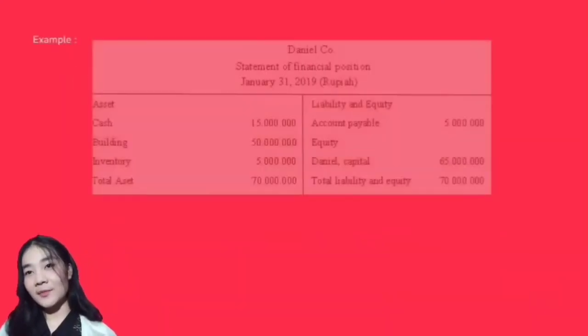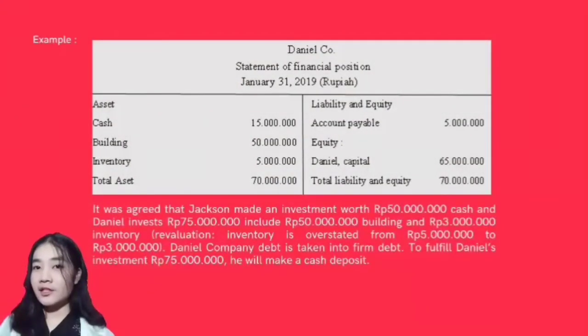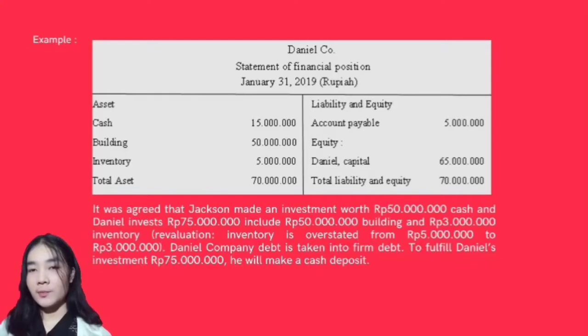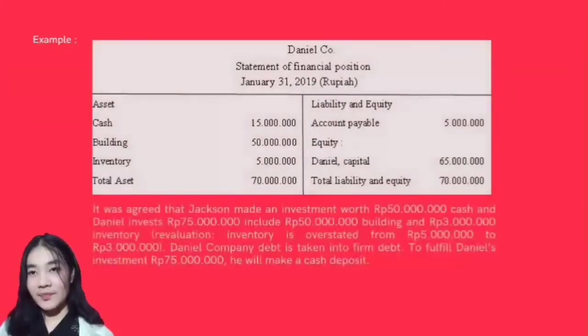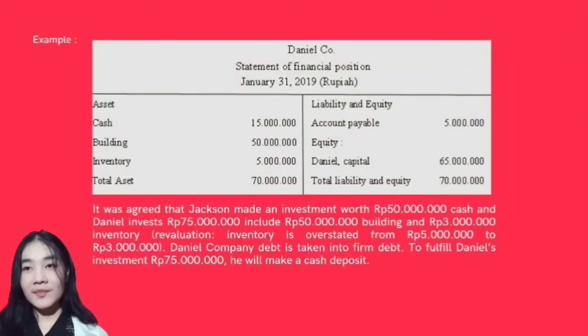Next, let's go for an example. Daniel Corporation's Statement of Financial Position, 31st January 2019 in rupees. Assets: there are cash 15 million rupees, building 50 million rupees, inventory 5 million rupees, and the total asset 70 million rupees. And the liability and equity: there are accounts payable 5 million rupees, equity including Daniel Capital 65 million rupees, and the total liability and equity 70 million rupees.